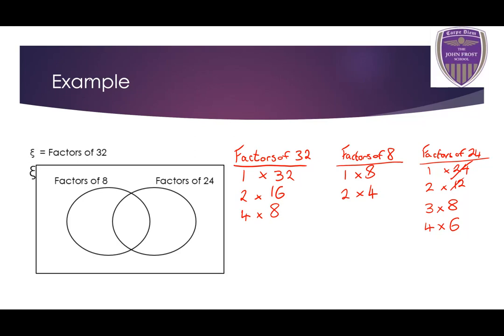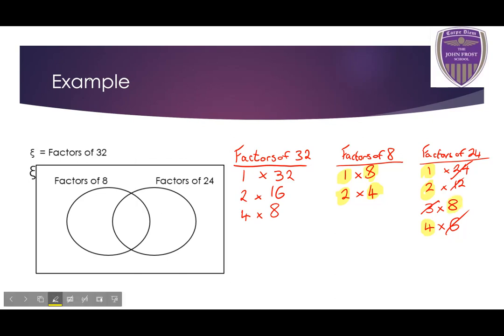8 is a factor. 3 isn't a factor. And 6 is not a factor. Okay? So now let's have a think about completing this Venn diagram. What numbers overlap in factors of 8 and factors of 24? Well, we've got 1, we've got 2, we've got 4, and we've got 8.